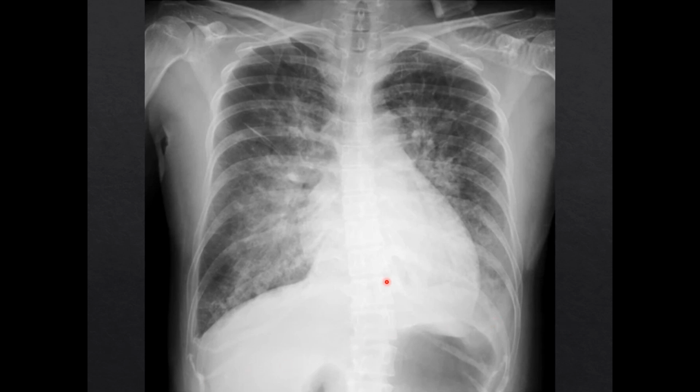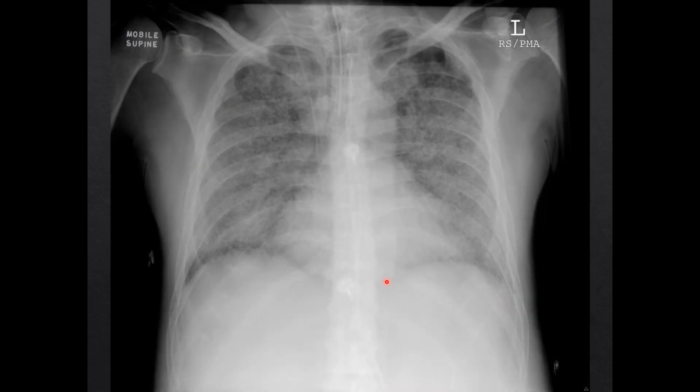Just to contrast this image with the other type, this is non-cardiogenic pulmonary edema, and we can see here that patchy, diffuse, almost cotton ball appearance of the edema throughout the lung fields, as well as air bronchograms.